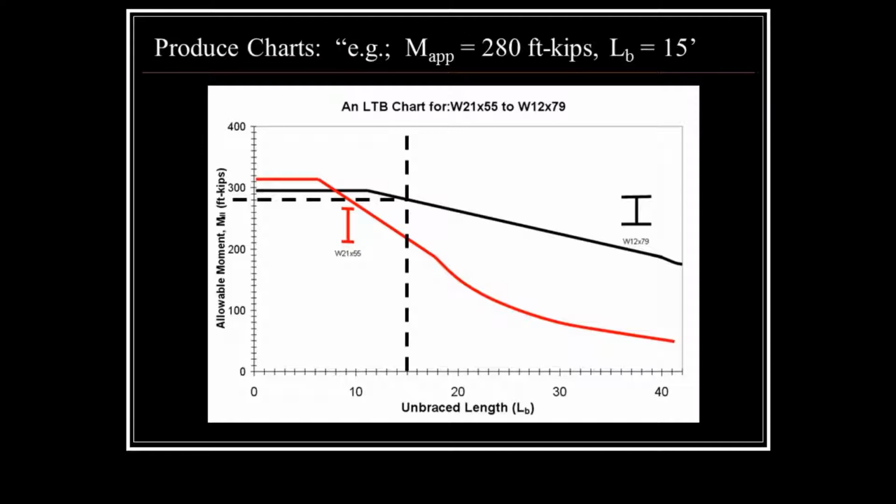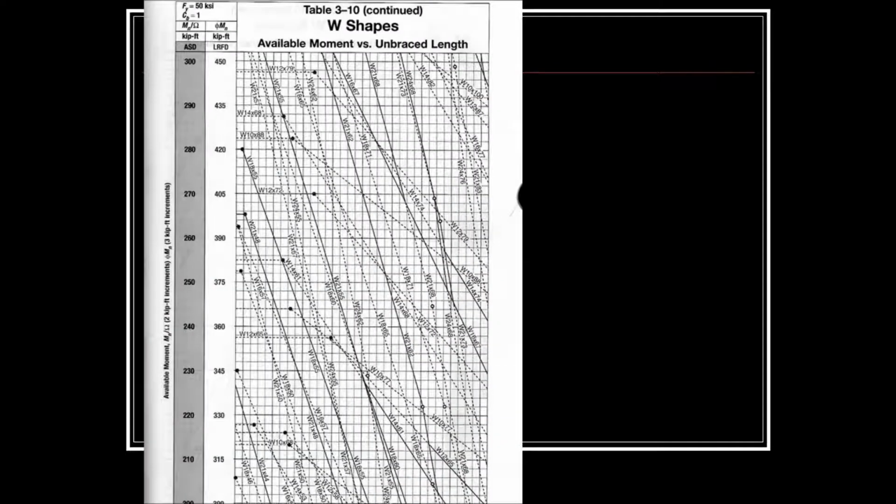Well, unfortunately, the business idea is not going to pan out because AISC started doing this about 50 years ago. Table 3-10 shows every wide flange shape and its Mn over omega versus the unbraced length.